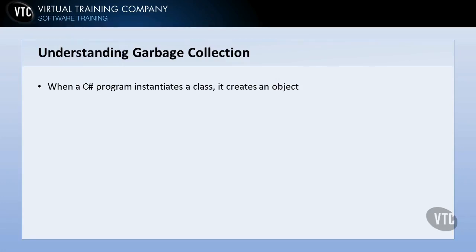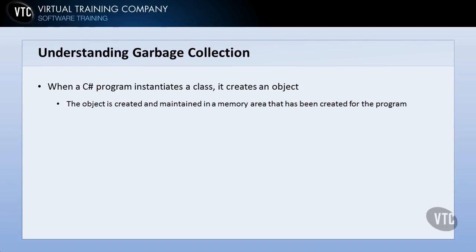When a C# program instantiates a class, it creates an object. Okay, we're all okay there. Now this object gets created and it's maintained out there on the heap in memory in an area that has been created and set aside for the program. So every time a program starts up, the application runs, and as it's setting up, a certain amount of memory is set aside for it. And of course, that object's going to take some of that memory.